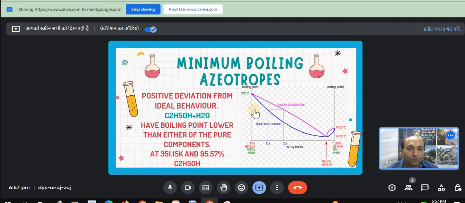Right? So in the curves, you can see this line is the vapor phase line and this is the liquid phase line, and both components' boiling points are higher as compared to the mixture at 78.2 degrees Celsius, which is 351.15 Kelvin, at 95.57%. So we say that with normal distillation of ethanol and water, we can reach up to 95.6%. After that, the concentration is not possible to increase if you use simple distillation.